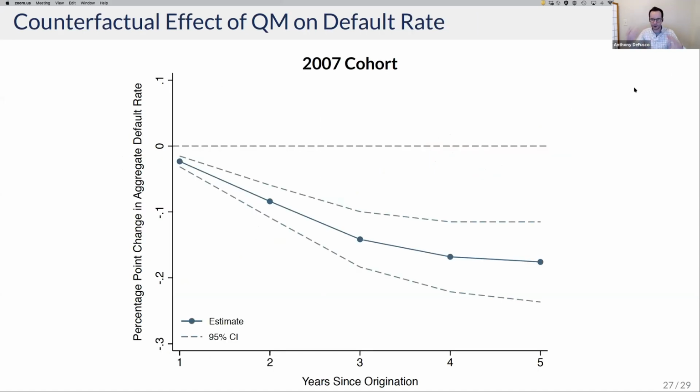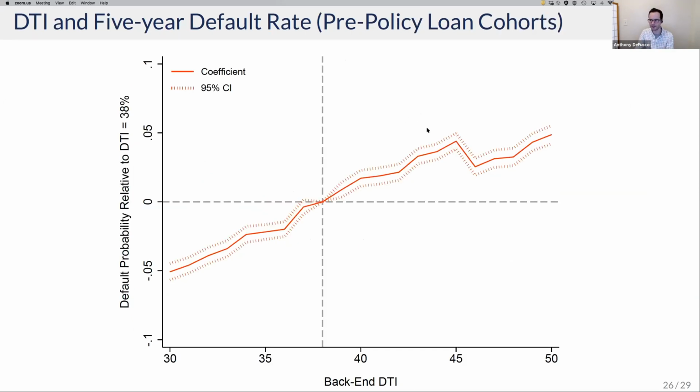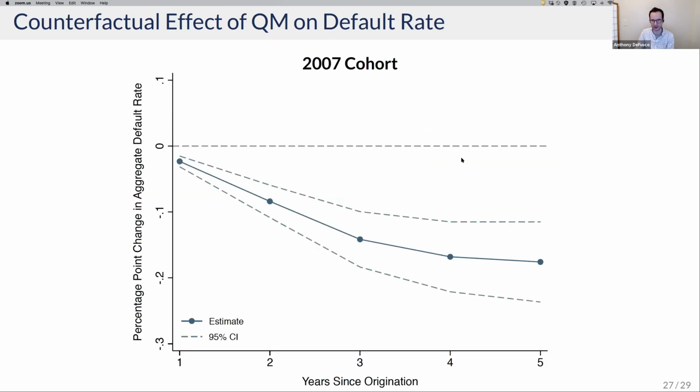And I won't bore you with the details of how we do this back of the envelope calculation. I'll just give you the high level result here. If you look at, say, the 2007 cohort of loans, and you shift around those DTIs along this relationship in the same way that happened in 2014, you do get a reduction in default rates, but it's very, very minimal. The aggregate reduction in default rates about 5 years after mortgage origination turns out to be about 0.2 percentage points, while that cohort of loans defaulted at upwards of 15, 20% after 5 years. And so that's a very, very small effect on default rates.